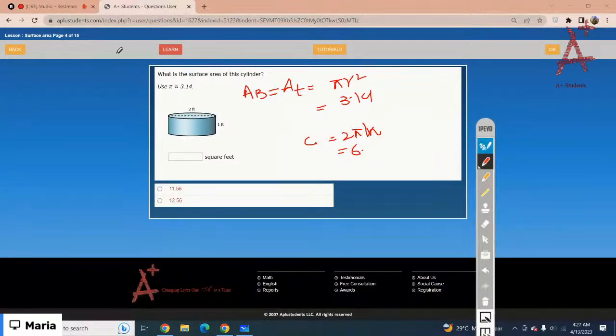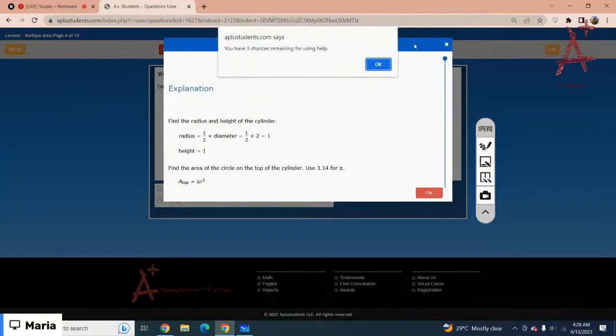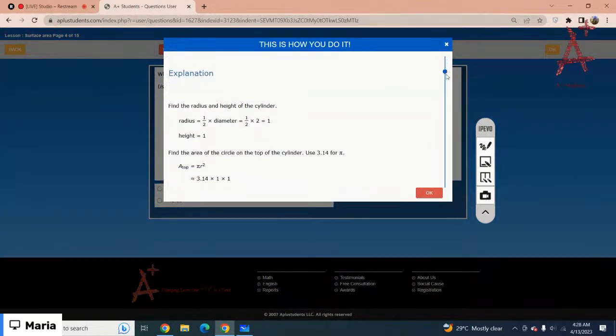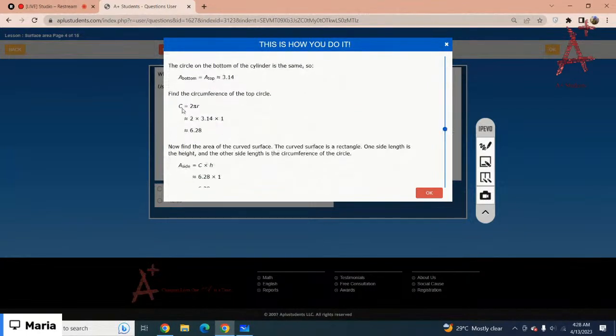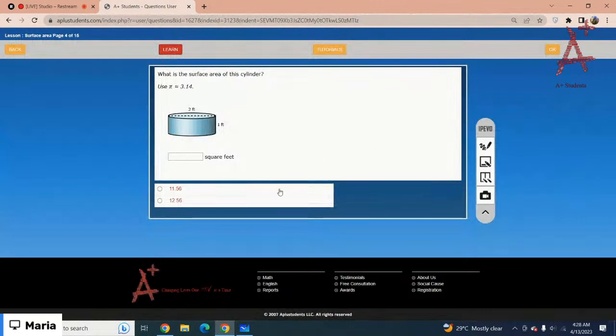I forgot the formulas. Let me just click on the learn button. Okay. Yes, you have to calculate the circumference first. Got it? C equals 2 pi r. It would be 6.28, and then you have to multiply it, C times h. Got it? Because you have to calculate the area of the portion that is in between the top and bottom. So it would be C times h, so it would be 6.28. Then at the end, you have to add all the areas. So it would be, yes, 12.56. Got it?